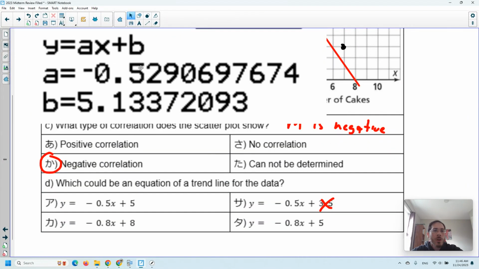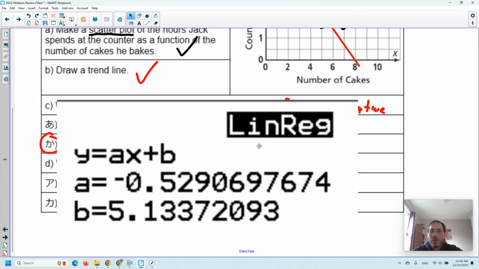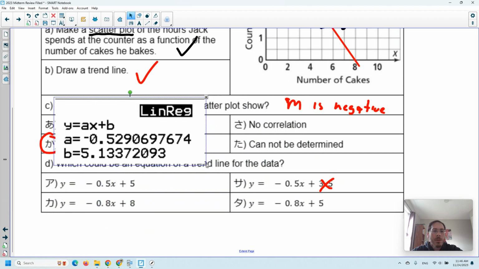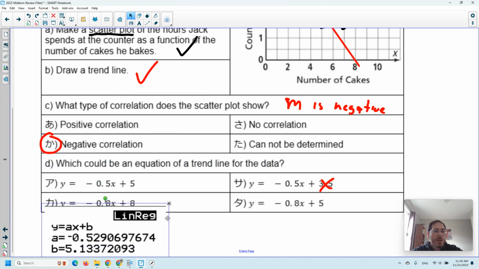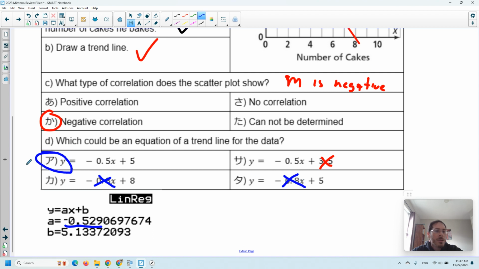All right, so which one best matches up with our linear regression here? So I've got a slope of negative 0.529. So I think our winning slopes are going to be the ones that have negative 0.5. So out. We already got rid of that one. And I guess that one's out. So I guess we're done. I guess that is the right choice. So there we go. Does that make sense?